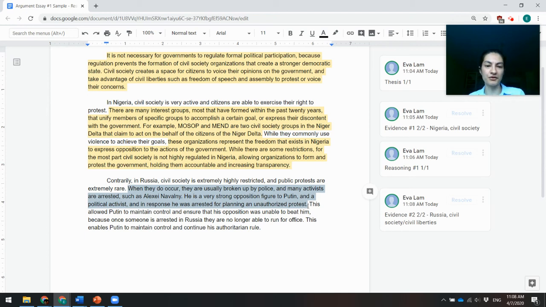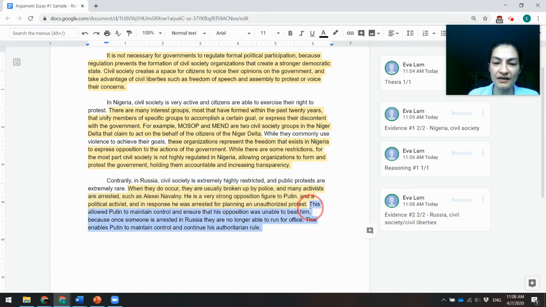And finally, we will conclude by doing this explicit analysis. This allowed Putin to maintain control and ensure that his opposition was unable to beat him, because once someone is arrested in Russia, they are no longer able to run for office. And this author is pointing out that Navalny was explicitly disqualified from challenging Putin from the presidency on the grounds of an old embezzlement conviction. This enables Putin to maintain control and continue his authoritarian rule.